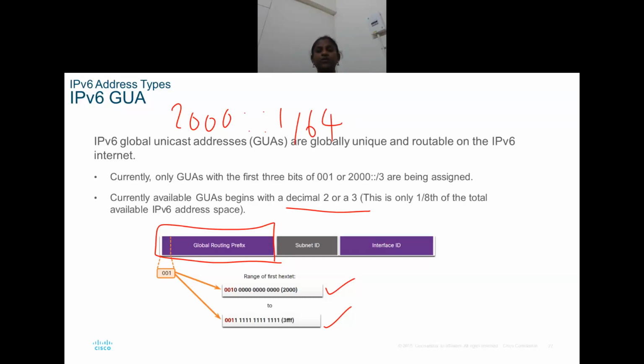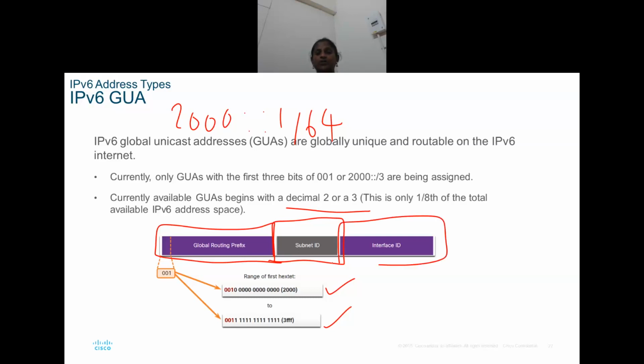Now the global routing prefix, and next to that you have something called a subnet ID. There is no real need for subnetting in IP version 6, because IP version 6 is enormous. 2 to the power of 128 is 340 undecillion, which they say means that even every single grain of sand on land will get an IP address. That is the saying related to IP version 6. But they are still considering the subnet ID, considering future scope, in case they support subnetting in future.